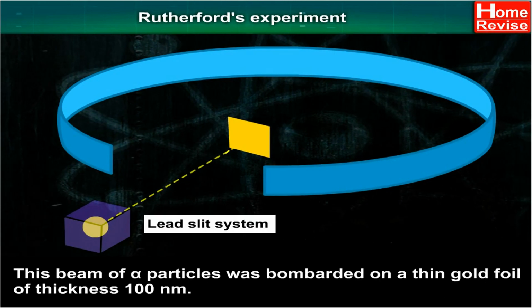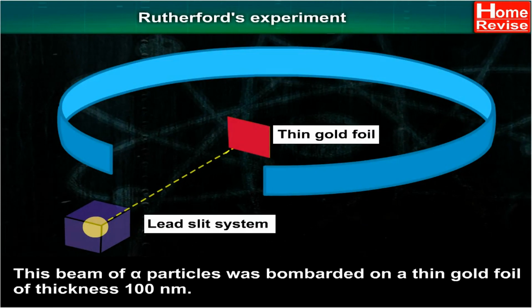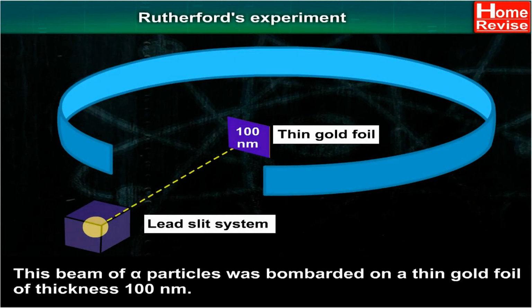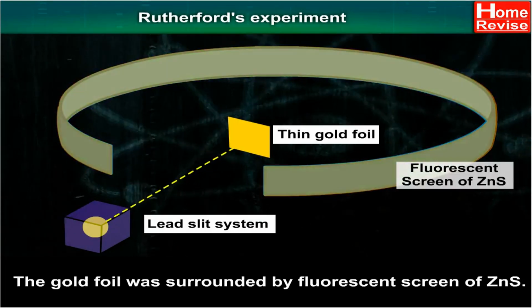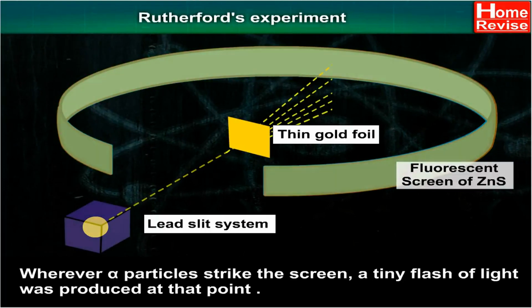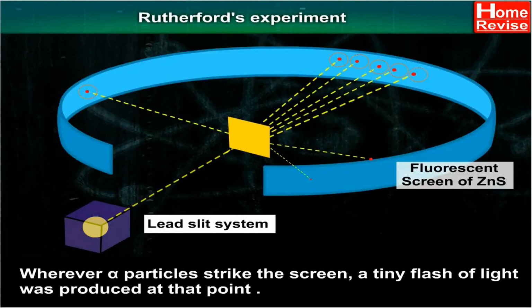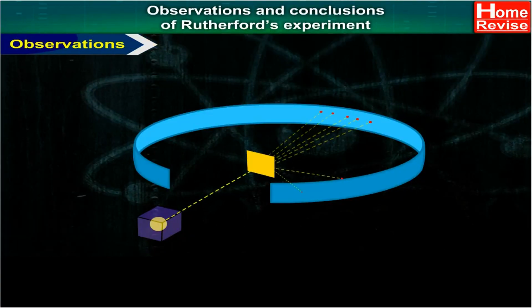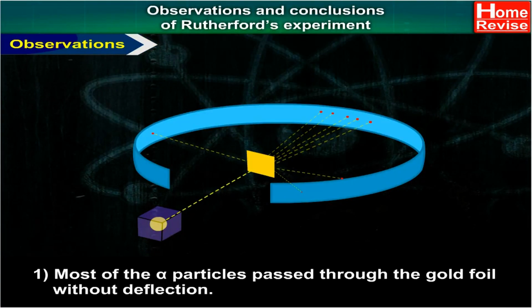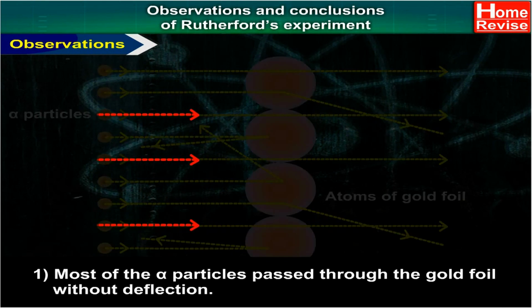This beam of alpha particles was bombarded on a thin gold foil of thickness 100. The gold foil was surrounded by a fluorescent screen of zinc sulfide. Whenever alpha particles would strike the screen, a tiny flash of light was produced at that point. Rutherford observed that most of the alpha particles passed through the gold foil without deflection.